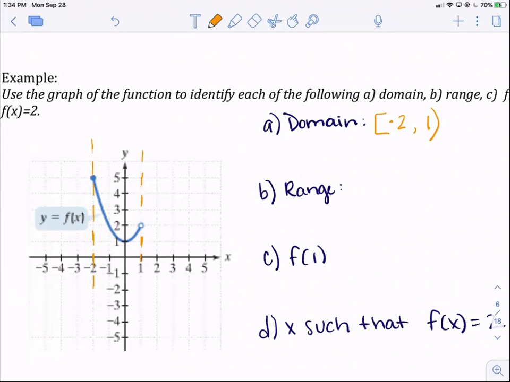Our range, we're going to go from bottom to top. So we find our bottommost y value, which is 1. And it is a point on our graph, which means it's a closed circle, so it's going to have a bracket. And then we go to the top of our graph, which is at 5. And it's a bracket as well because it has a point, or a closed dot. Questions with that?